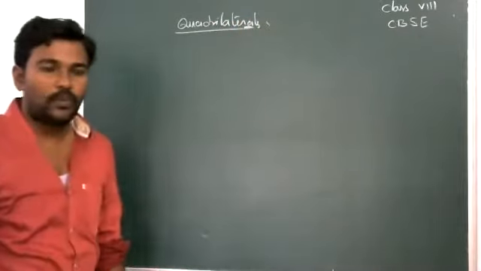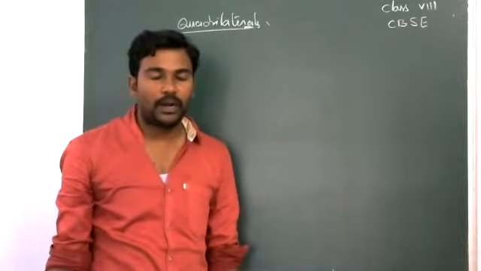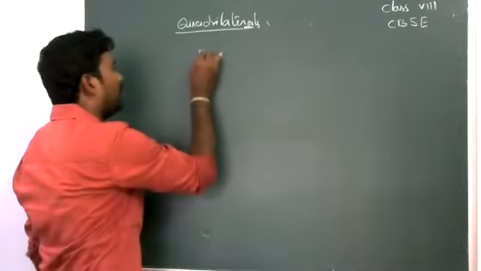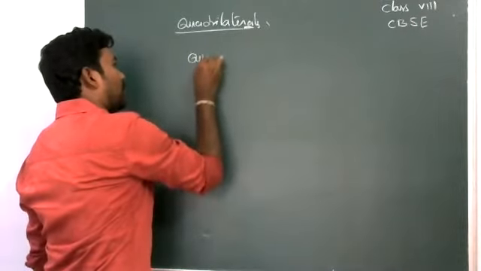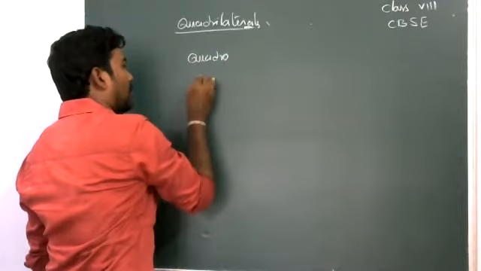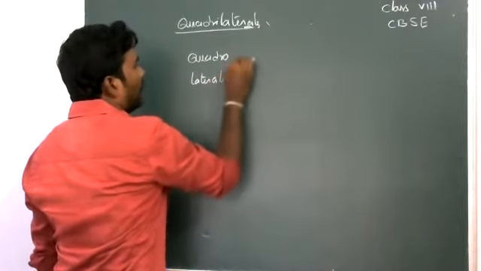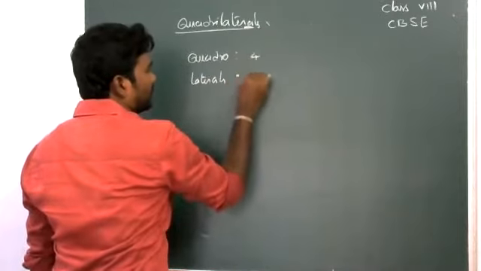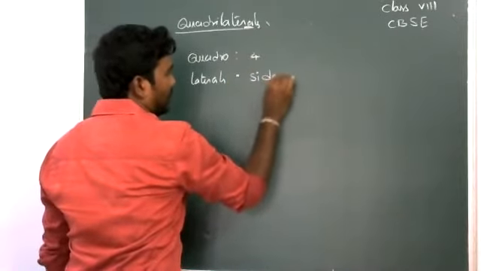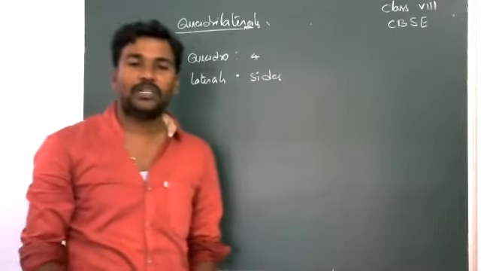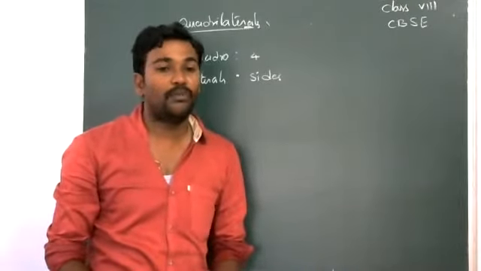First of all, what is meant by quadrilateral? Quadrilateral can be divided into quadra and laterals. Quadra means 4, laterals means sides. So now, what is meant by quadrilateral? It has 4 sides.